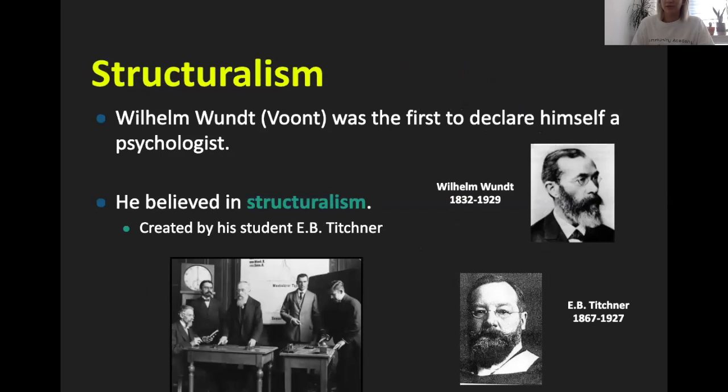So Wilhelm Wundt, or Wundt, if you will, he was the first to say that he was a psychologist. And his method of thinking was called structuralism. Wilhelm Wundt did not come up with that name himself. His student, E.B. Titchener, developed that from his ideas. Wundt never himself said he was a structuralist, but he was, because that was his idea.